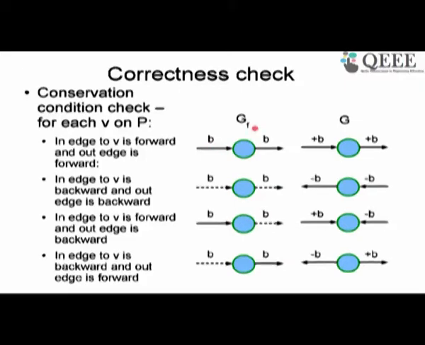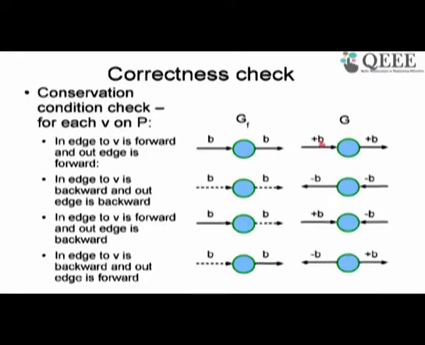Okay, so we have to check 4 conditions. The first condition is that for the path passing through a vertex, both the incoming and outgoing edges are forward edges. If that were the case, then I am adding B to the flow in the original graph for the incoming edge, and I am adding B to the flow for the outgoing edge. So this will not change the conservation condition for this node, because I added an additional B to the flow coming in, and that B is going out of this node.